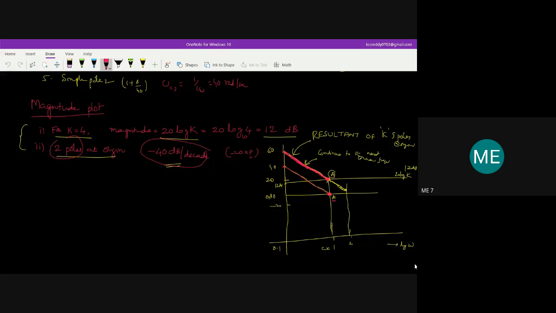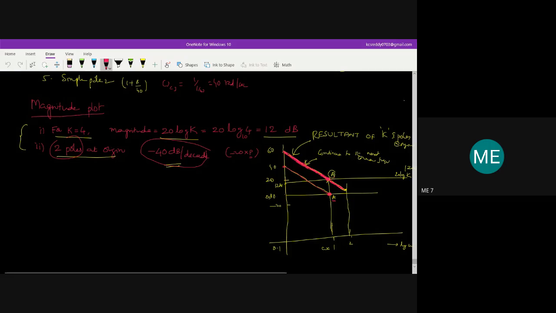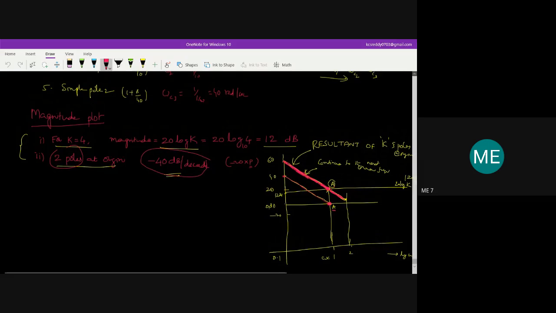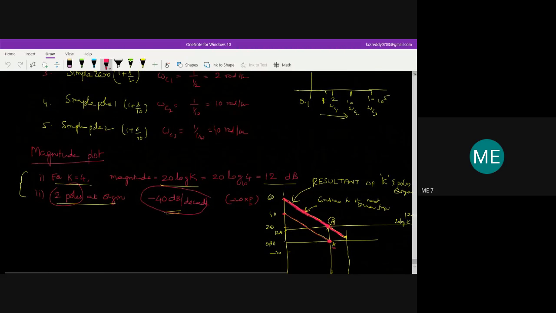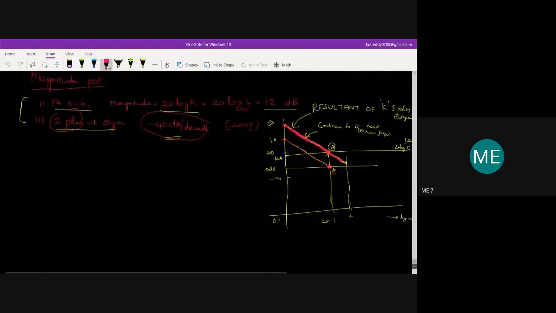So this is the line of slope which represents the 2 poles at origin. Here we find the resultant of K as well as poles at origin. This line will be continued till the next corner frequency. Where does the next corner frequency come? We discussed the corner frequencies in the beginning. The next one comes at 2 radians per second.